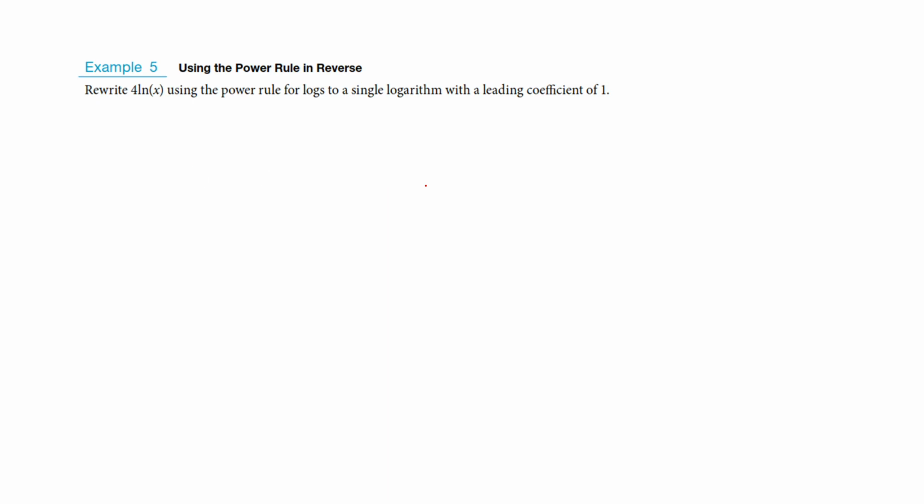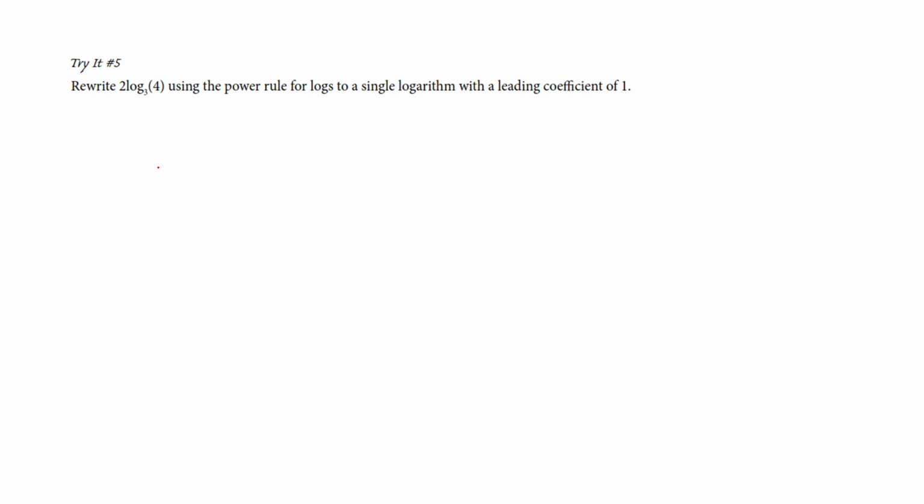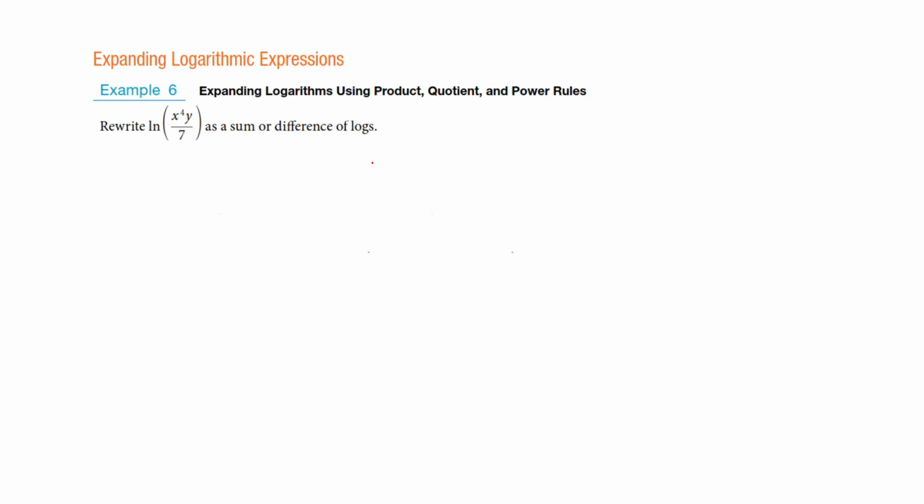All right, now they're asking us to go backwards. I've got a 4 out front, but I can make that an exponent. So right here I've put the 4 back, so I've condensed it back into an exponent. Same thing here. I could just put the 2 back, and now it would be log base 3 of 4 to the second, or log base 3 of 16. So I've condensed it back together instead of expanding it.